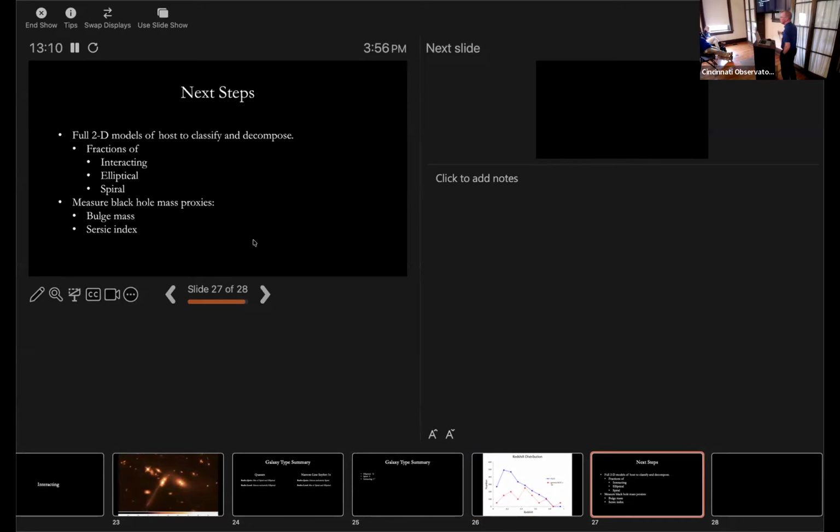Next thing to do then: two-dimensional decompositions of these, and ways of measuring the black hole masses independently of the broad lines, including the bulge mass and the correlations it has with the Sersic index. That will give us a better look and let us see whether these really are small black holes, even in the radio loud cases.